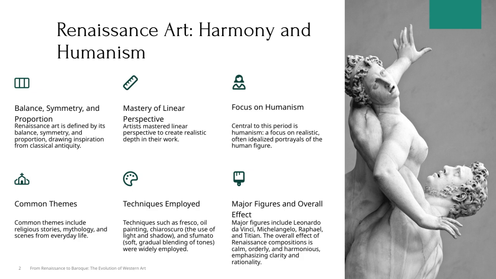Artists frequently explored themes from religious stories, mythology, and everyday life, making their work both meaningful and relatable. They employed a range of techniques like fresco and oil painting, along with chiaroscuro, which uses light and shadow to add volume, and sfumato, which softens transitions for a more natural look. Some of the most prominent figures from this era are Leonardo da Vinci, Michelangelo, Raphael, and Titian. Overall, Renaissance art exudes a sense of calm, order, and harmony, emphasizing clarity and a rational approach to composition.